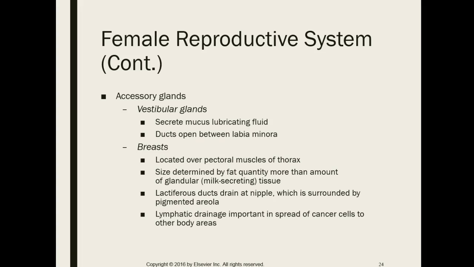The next accessory gland is the breasts. These sit over the pectoral muscles on the chest. Size is going to be determined more so by fat quantity than the amount of glandular or that milk secreting tissue. And then we'll have lactiferous ducts, which are going to drain from the glandular tissue to the nipple. So that allows for breastfeeding of a child.